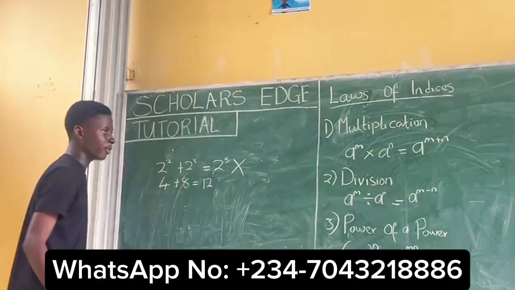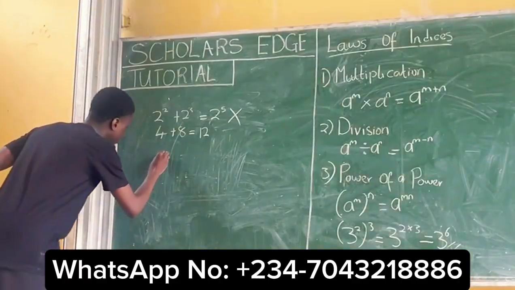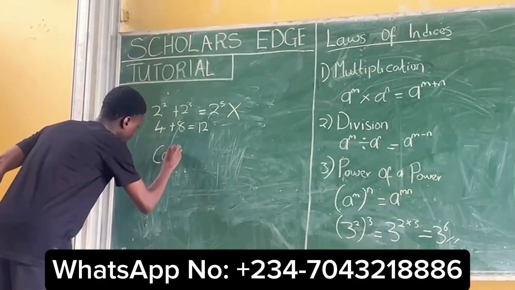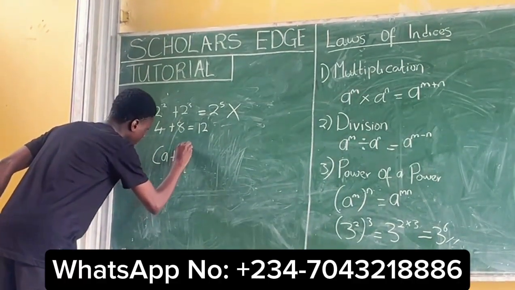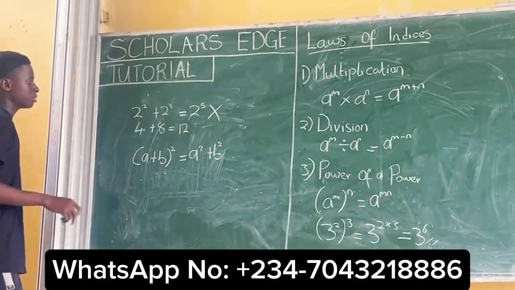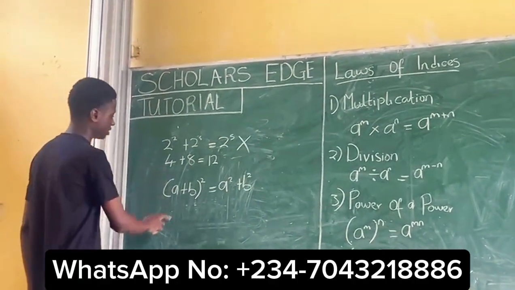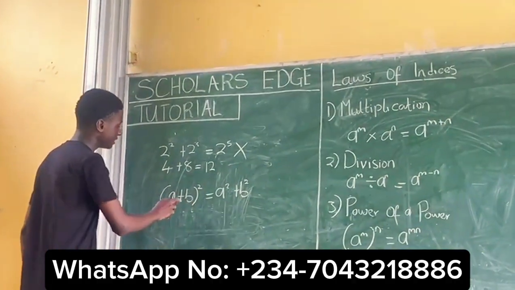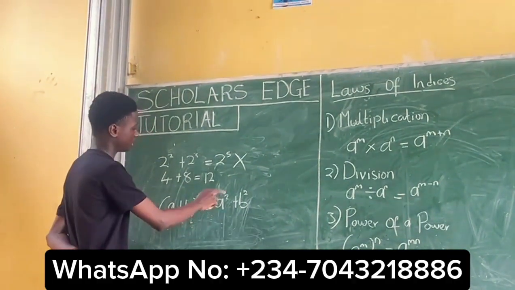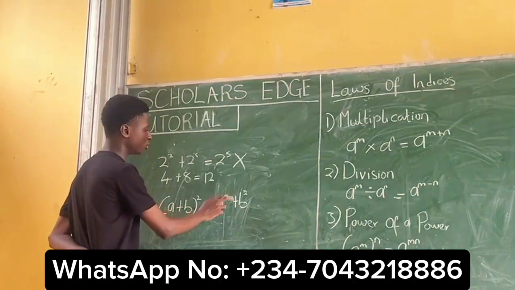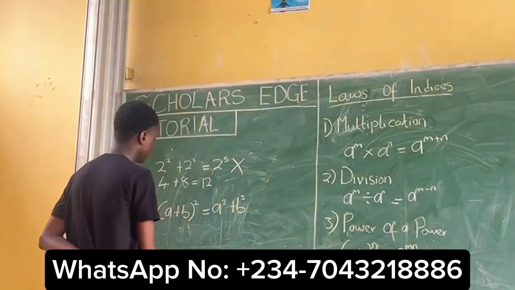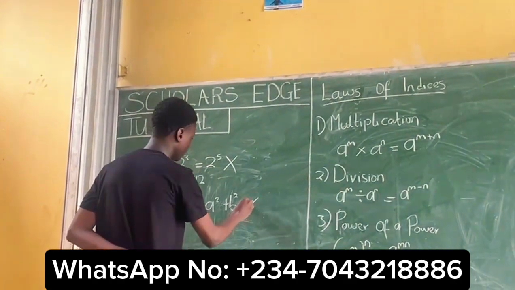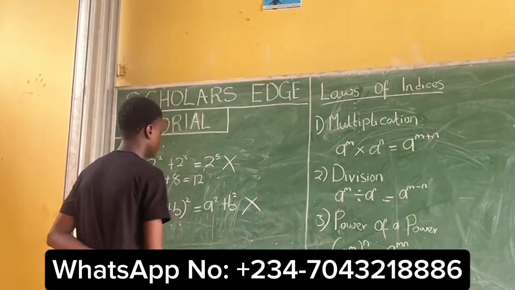Another mistake to avoid when solving is this: A plus B all raised to the power of 2. It is not equal to A to the power of 2 plus B raised to the power of 2. This is absolutely wrong.